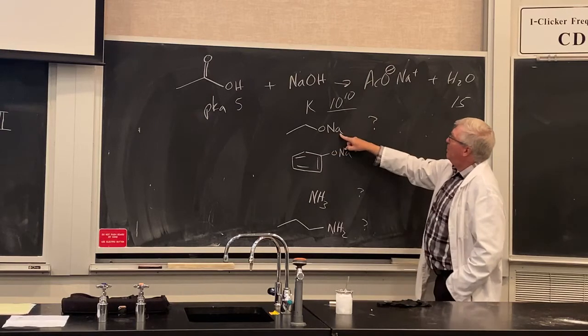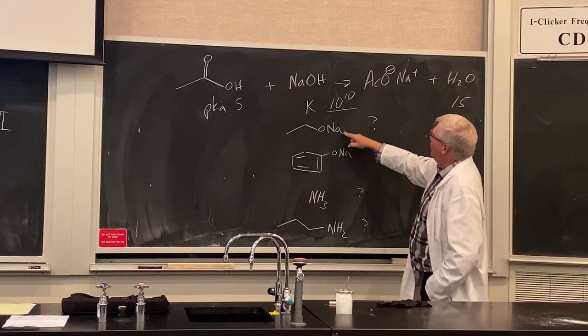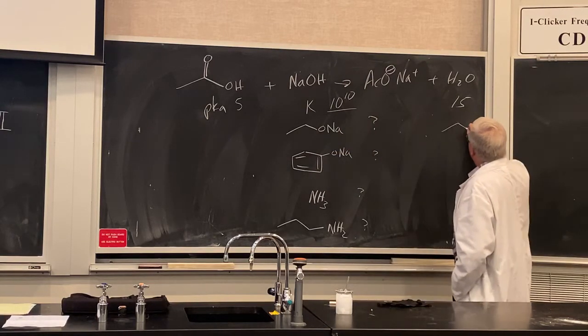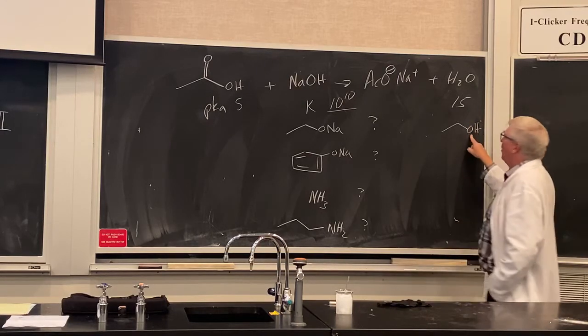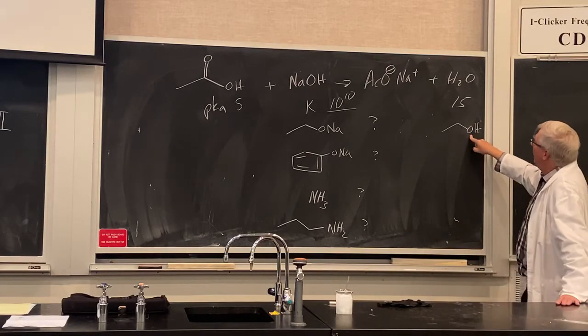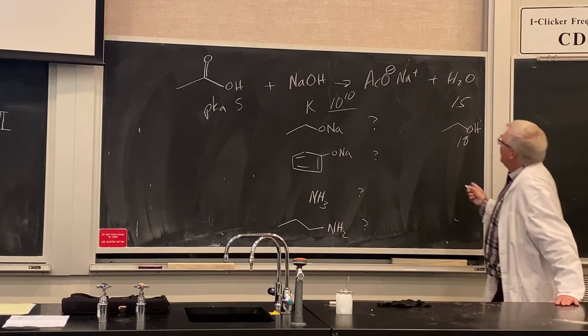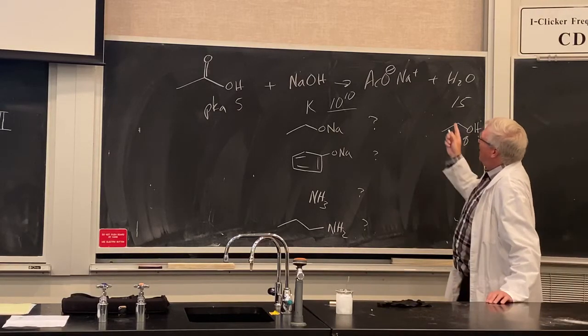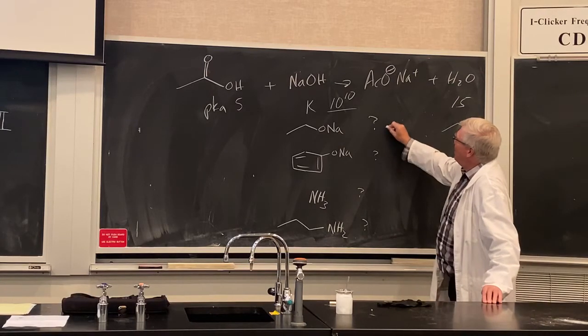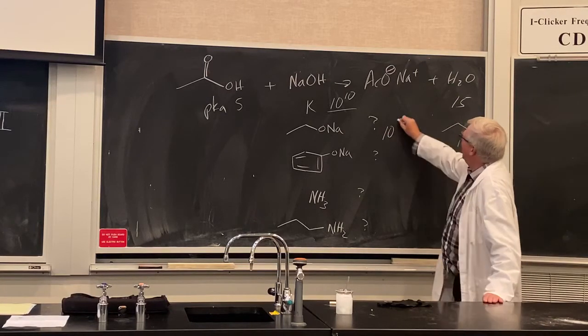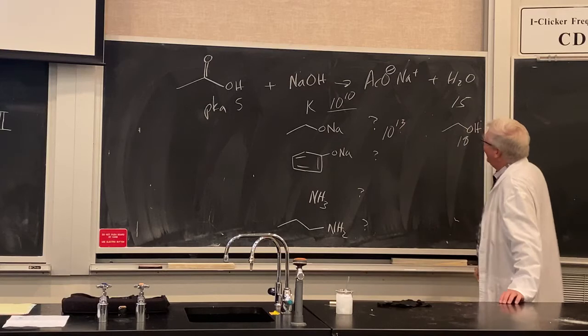The stronger acid is actually acetic acid. What about sodium ethoxide? Well, we get the same product here, except we get the neutral alcohol as our conjugate acid. And what's the pKa of that? Well, it's 18. So it's 18 minus 5. So that's even better, right? This would be 10 to the 13th power.